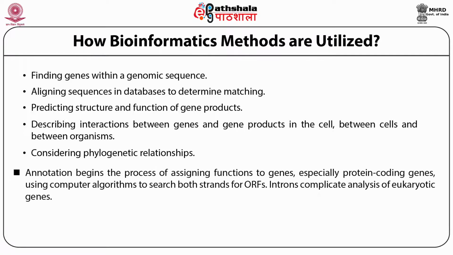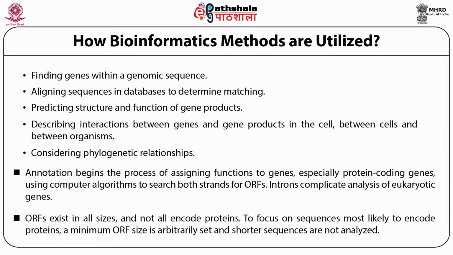So annotation begins a process of assigning function to the gene, especially protein coding regions, using computer algorithms to search both strands for ORFs; introns complicate analysis of eukaryotic genes. And finally, ORFs exist in all sizes and not all encode proteins. To focus on the sequences most likely to encode proteins, a minimum ORF size is arbitrarily set for the shorter sequences. So these are the ways through which functional genomics can work, by using different bioinformatics tools to annotate the function of a gene.